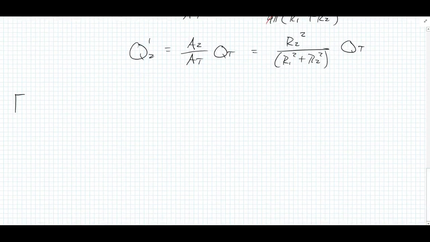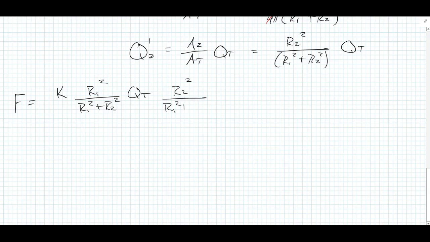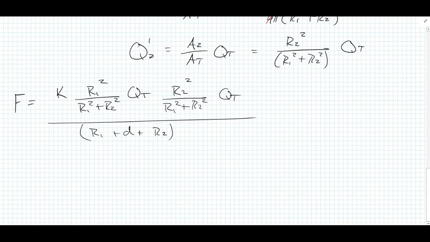construct Coulomb's law. The magnitude of the force is going to be Coulomb's constant times Q1, which is r1 squared over the sum of the radii squared times q2, oh excuse me, there's going to be a total charge here, times q2 all over the distance between the centers squared, which is again going to be r1 plus d plus r2, and that quantity is squared. So we're almost there.